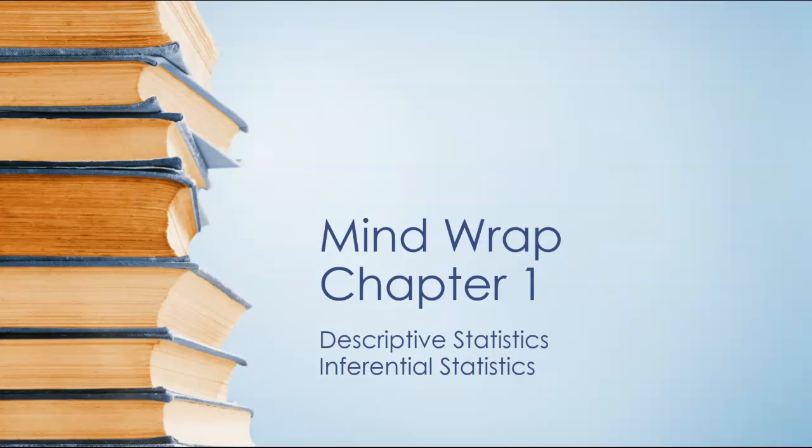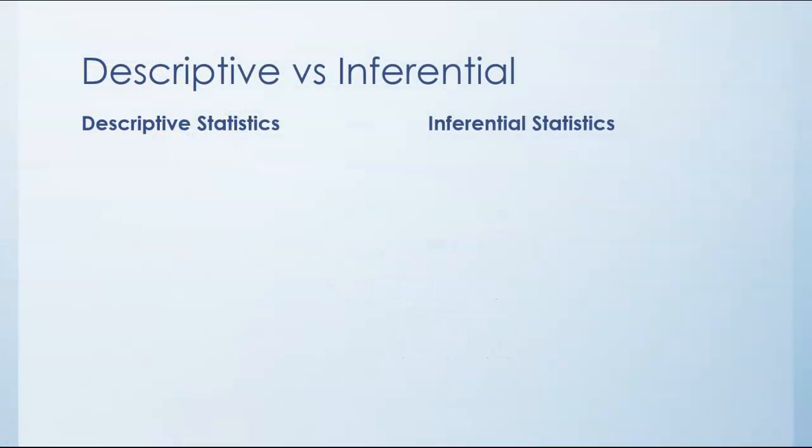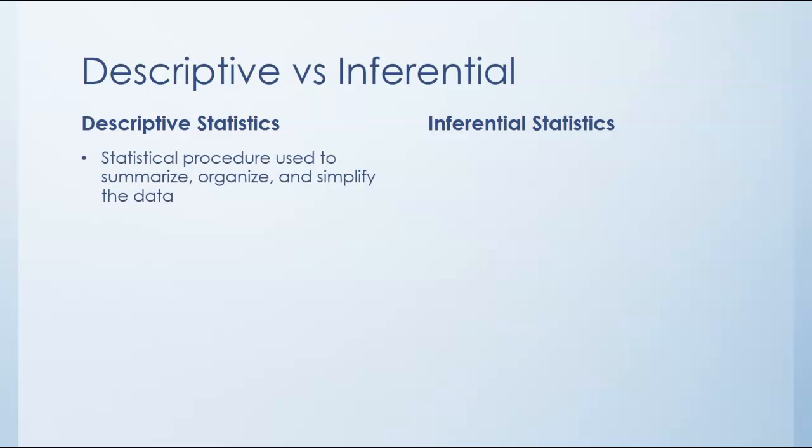In this mind map, we are going to be talking about the difference between descriptive statistics and inferential statistics. So let's start off talking about these two statistics. Let's start with descriptive statistics. These are statistical procedures used to summarize, organize, and simplify the data.